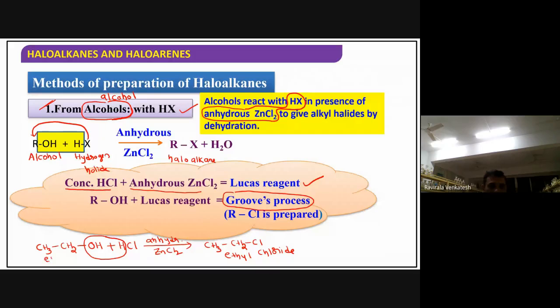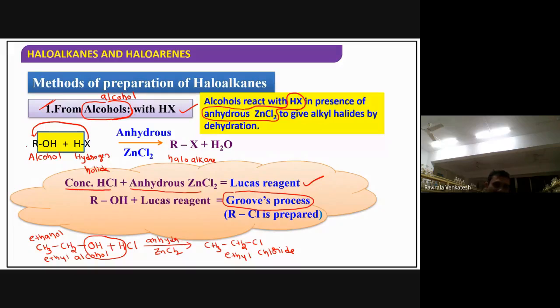This is called what? Ethyl alcohol. The IUPAC name is called ethanol. Okay, IUPAC name is called what? Ethanol. So ethanol is giving ethyl chloride. It is very simple to write the chemical reaction.